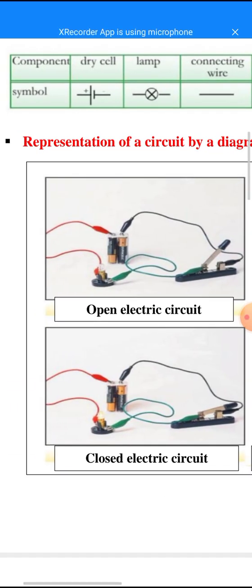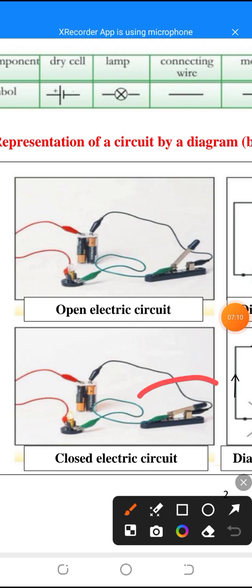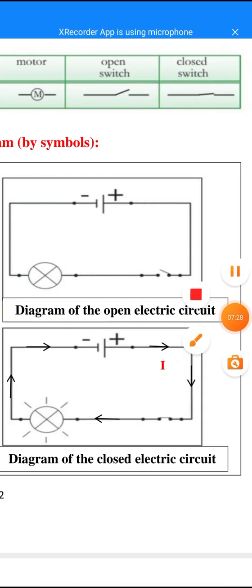Now, the second case is a closed electric circuit, now we close the switch. After closing the switch, look at the lamp, it glows. So the circuit becomes closed because the switch is closed. So we draw it like the first circuit, but instead of opening the switch, we close it. So the same, look.